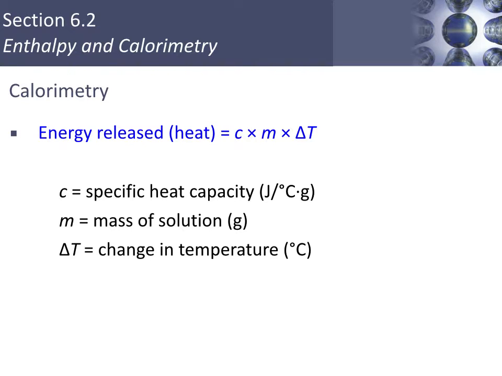You will definitely need to know the specific heat of water, which again is 4.184 joules per gram degrees Celsius. The equation looks like this: Q, the energy released, and a lot of times you'll see the mass given before the C, but it doesn't really matter. It equals mass times the specific heat capacity times the change in temperature.